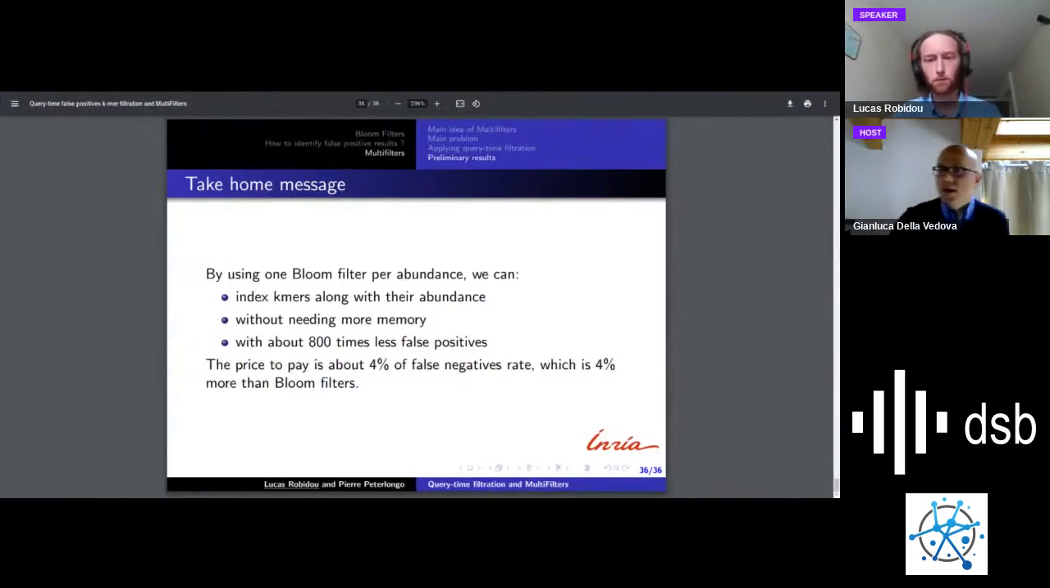What about running times? From what I see, the multi-filters plus k-mer filtration is about 3 times less efficient at running time. You take 3 times more time to execute your request. But as I said, these are only preliminary results, and it was written in Python, which is not known for being the quickest language. So I expect to gain some time at running time in the future.